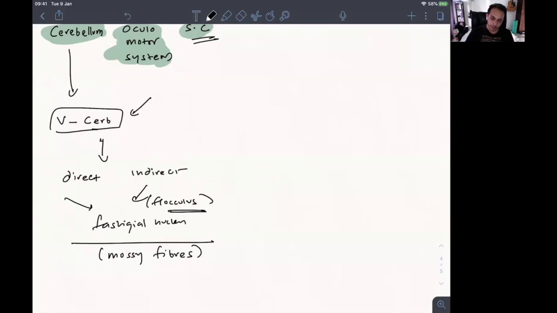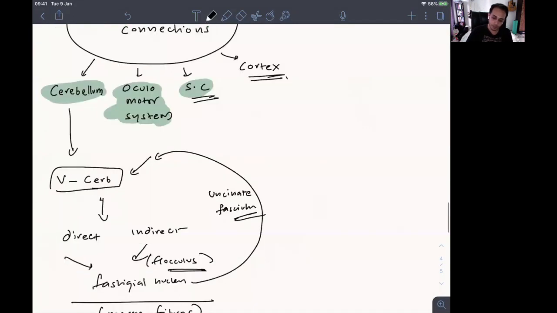And there is a return pathway also. So there is cerebello-vestibular. The fastigial nucleus will give feedback back to the vestibular nucleus, and this is through something known as uncinate fasciculus. Just remember that there is a close connection between the vestibule and the cerebellum.